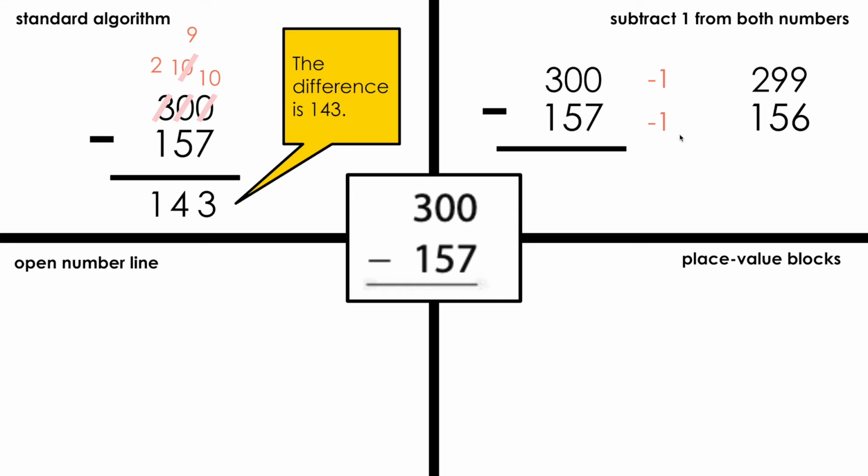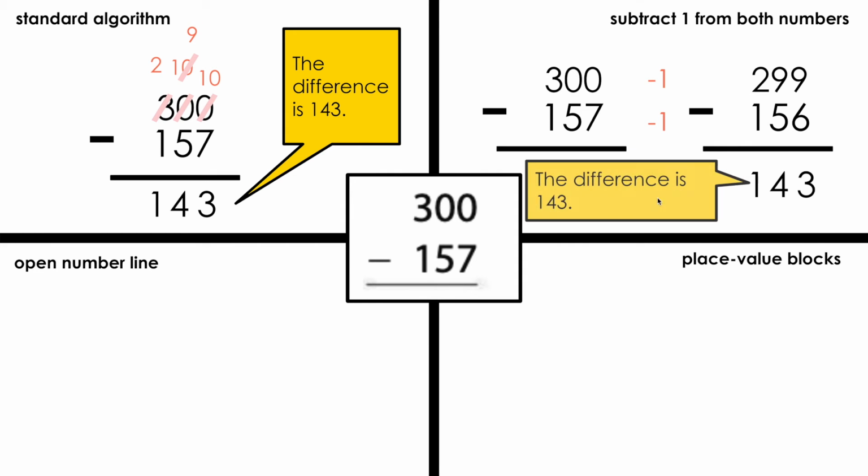We notice that if we subtract 1 from both of these numbers, the distance between these numbers is the same. So we can use this subtraction problem to find the difference for this one. You notice the distance between these two pairs of numbers is the same. Now let's go ahead and subtract. Let's subtract 6 from 9. That is 3. Let's subtract 5 from 9. That is 4. And let's subtract 1 from 2, which is 1. The difference is 143. Let's use an open number line.